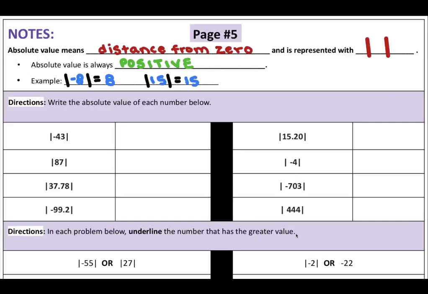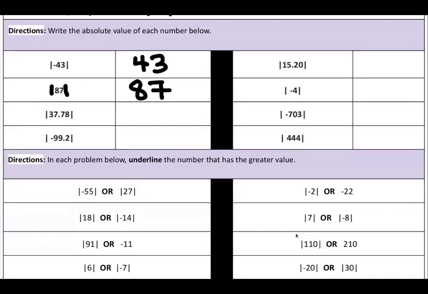So in this section right here, it says write the absolute value of each number. The absolute value of negative 43 is positive 43. Absolute value of 87 is 87. Our answers, whenever we have these lines around our numbers, are positive. Go ahead and complete this first section and this second section on your own, then come back to the video.